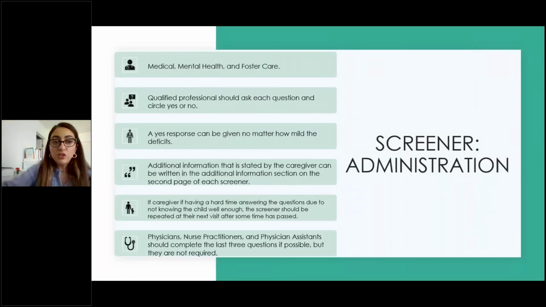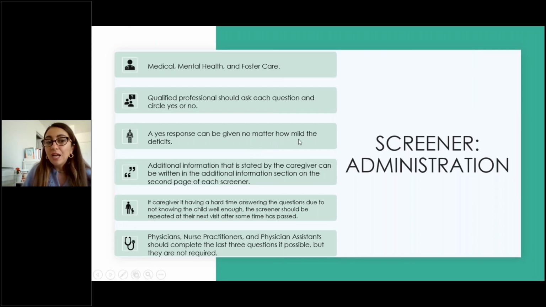So in terms of the administration, this can be administered in a medical setting, mental health, or a foster care setting. The professional can ask each question and circle yes or no, or the families can also, just like the M-CHAT for autism, be given this and answer these questions without needing an interview. It's a response of yes or no, so that's pretty easy.